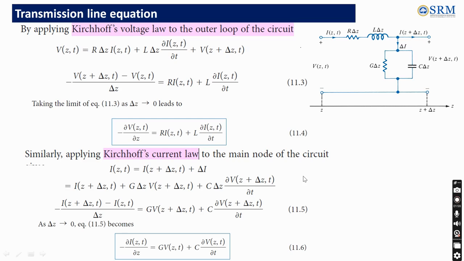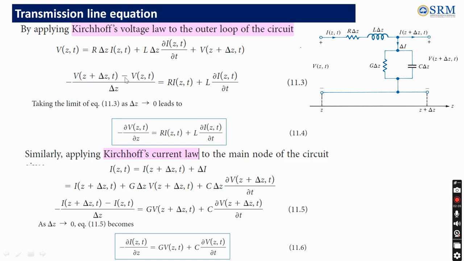Similarly, the voltage. So we are going to use the two circuit laws, KVL and KCL. First, let us apply Kirchhoff's voltage law to the outer loop of the circuit, where the applied voltage V of Z comma T is equal to the sum of the voltages across the entire outer loop, right? So V equals I into R, where R we are representing as R into del Z, and similarly L del Z into dou I by dou T, and the voltage across the load. We are going to represent the voltage as the difference between the load and the generator.